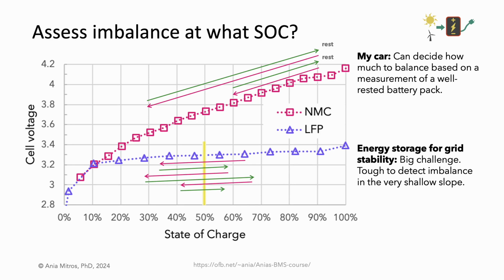Oftentimes, LFP cells make most sense for stationary storage, where their advantages of better safety and better cycle life outweigh the disadvantage of slightly lower energy density. A battery can operate for many cycles in that very shallow middle part of the curve, where estimating SOC from voltage is very difficult. In this scenario, the pack can become unbalanced, and the voltage difference may be too small to detect in the application.